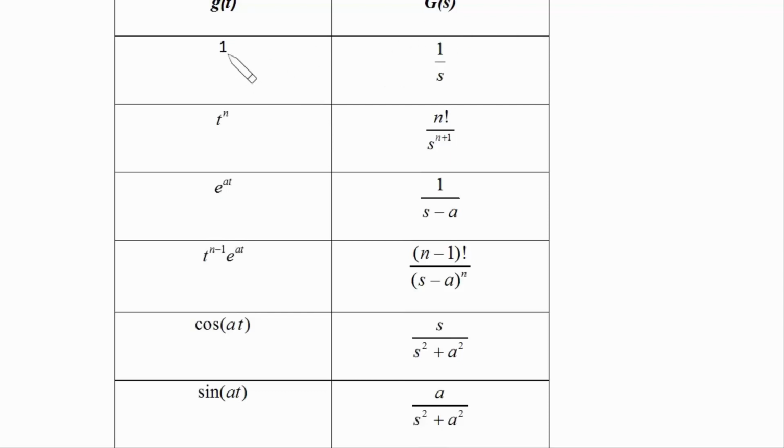So here's our example: g of t is 1, big G of s is 1 over s. We did this example. We also did this example in the particular case where a was 1, we had e to the t, and we got 1 over s minus 1.